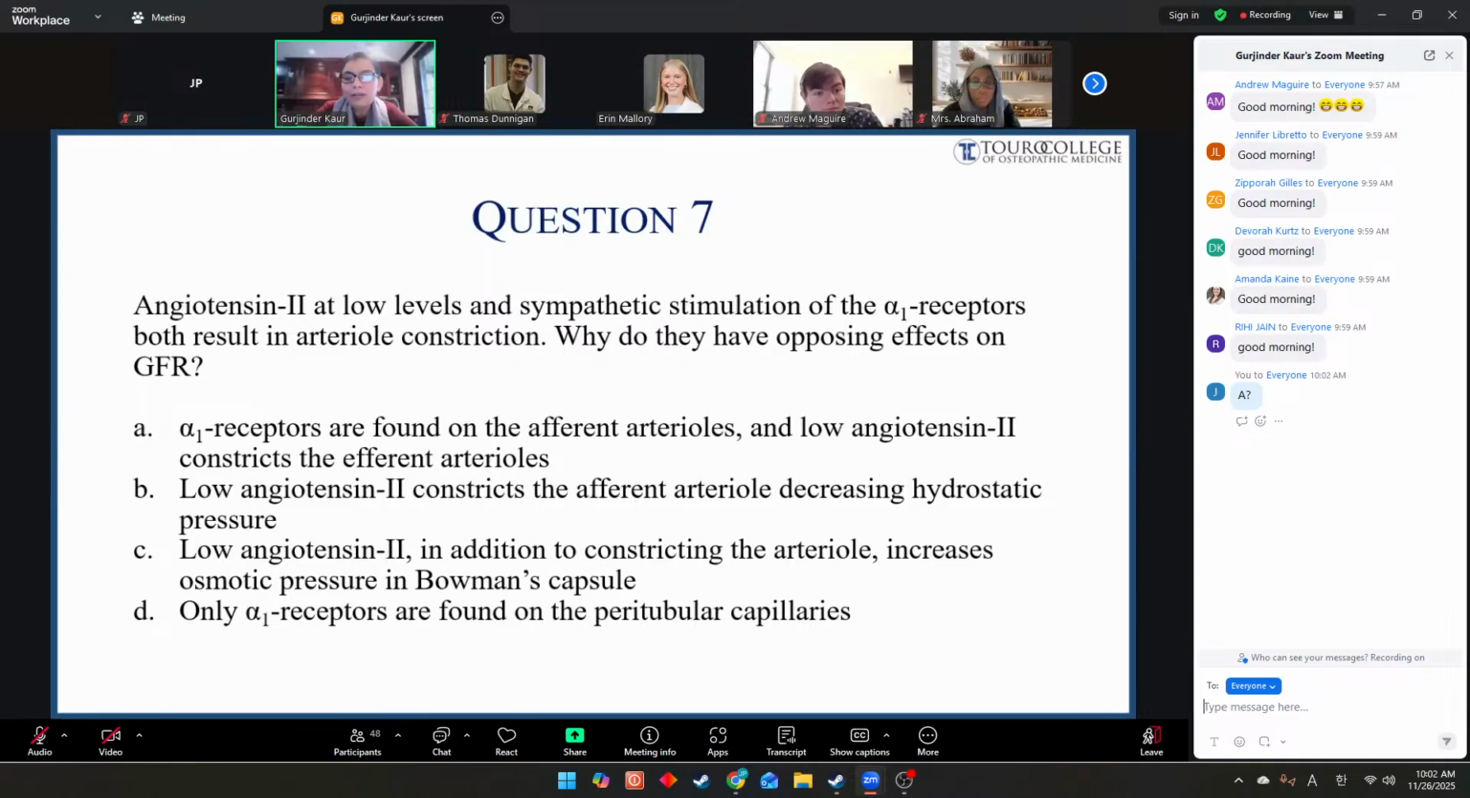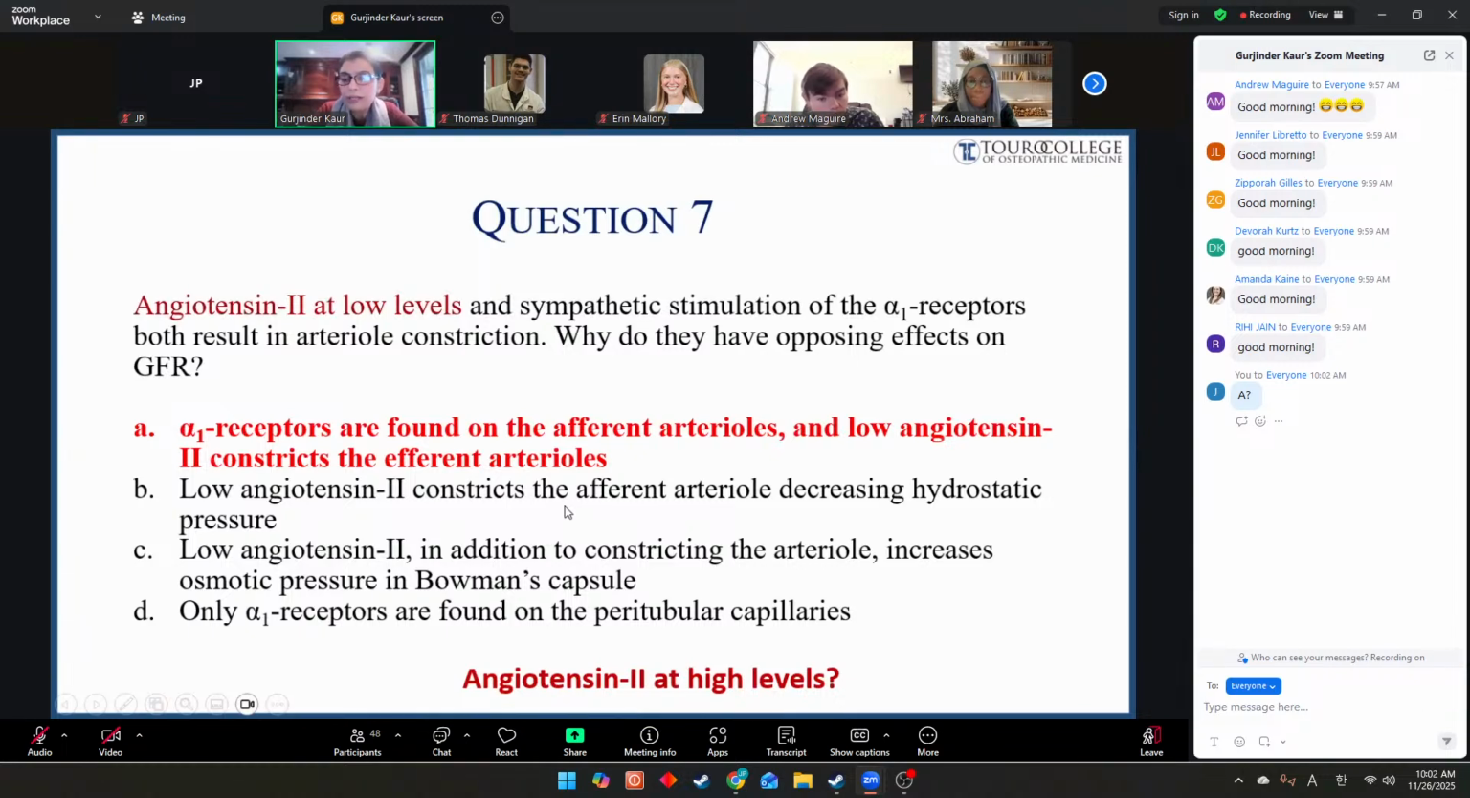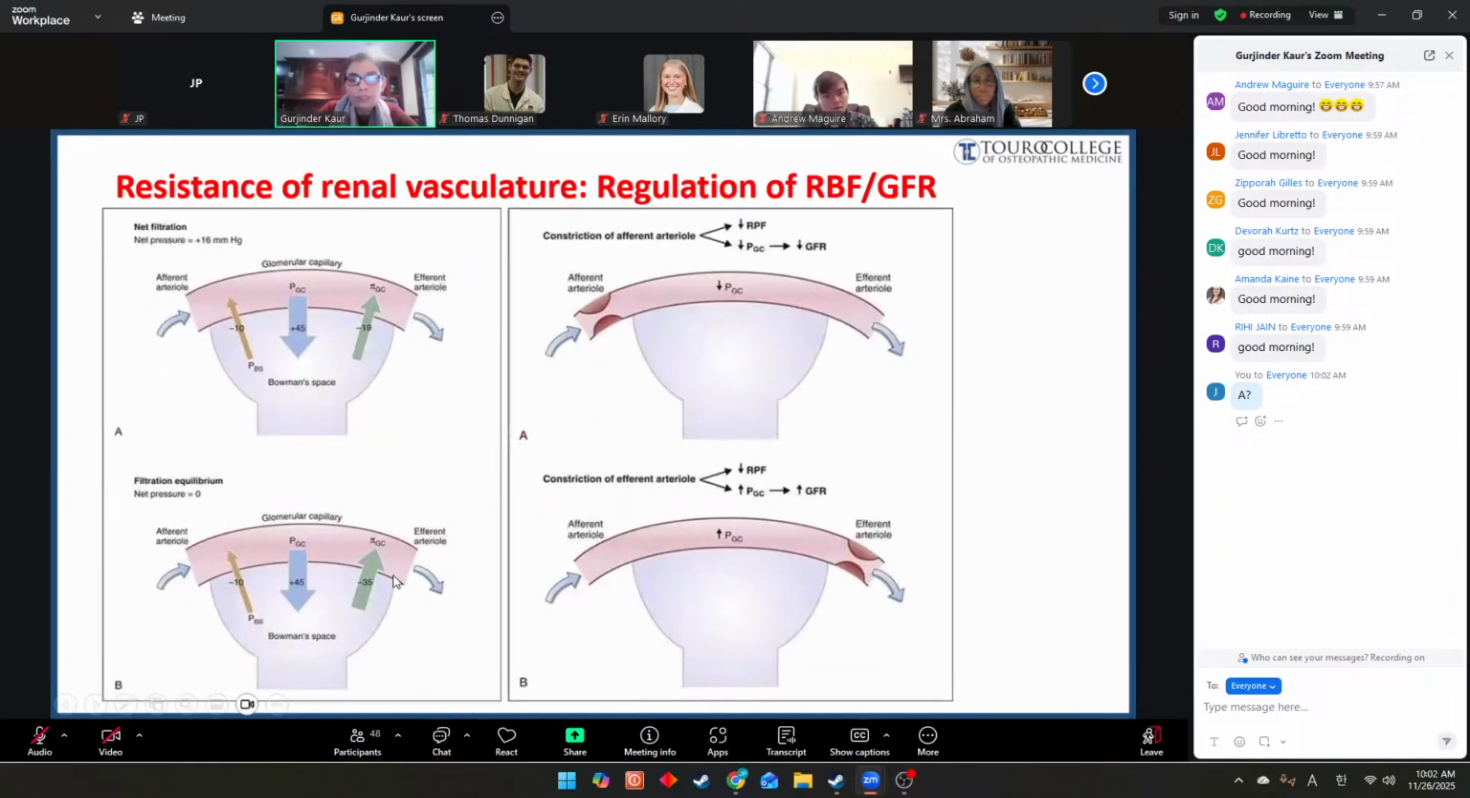I will explain it in a minute, but just keep in mind that sympathetic stimulation, whenever it's happening, has to bring the GFR down, right? So how does it bring the GFR down? It has to be working on the afferent side, so it can constrict the afferent side going into, yes, JP, you are correct. So basically, what is happening here?